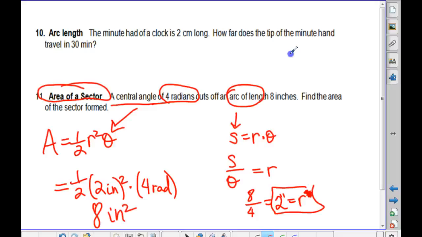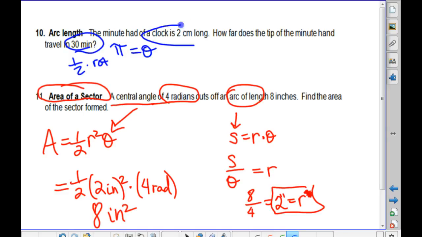Is that 10? 30 minutes would be how many degrees? 30 minutes of the clock? Halfway around, right? Okay, pi radians, or 180 degrees. Yep, pi radians. Is our angle, okay? Because this is half of a rotation.